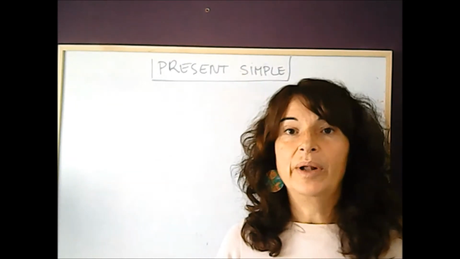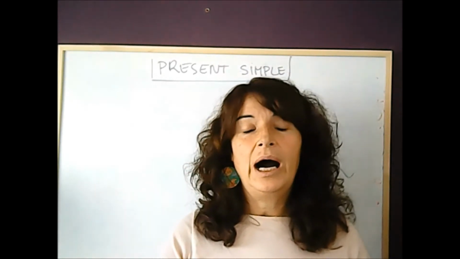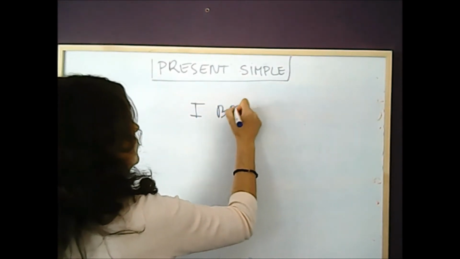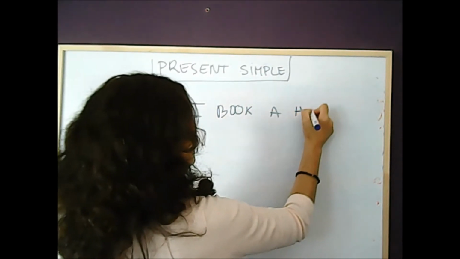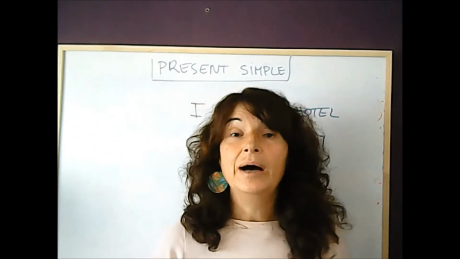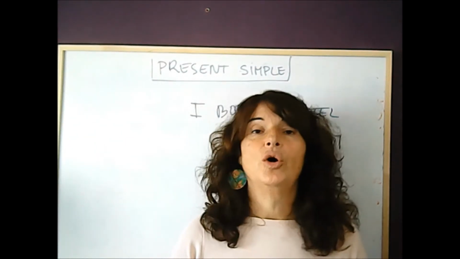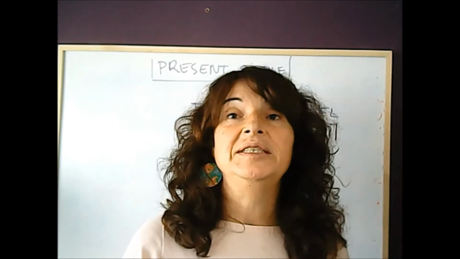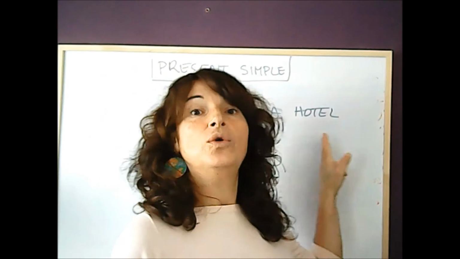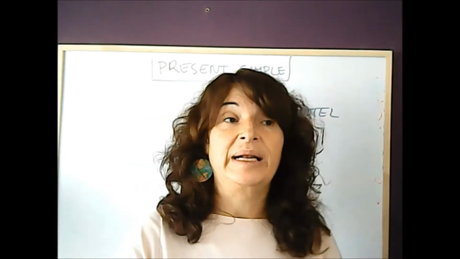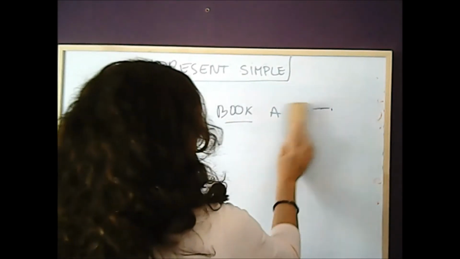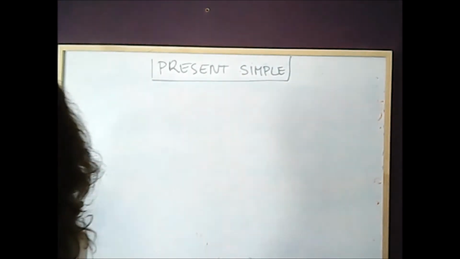Let's take the example. I book a hotel. Book means llibre, but it's also a verb which is reservar. So, yo reservo un hotel. Reservo, present simple. Okay? So, how is the affirmative?